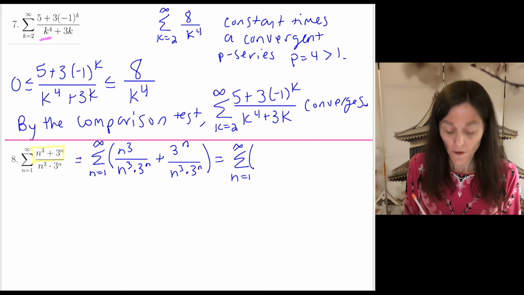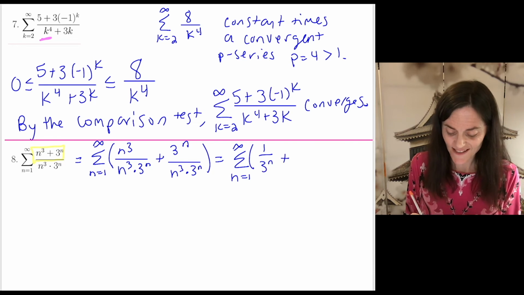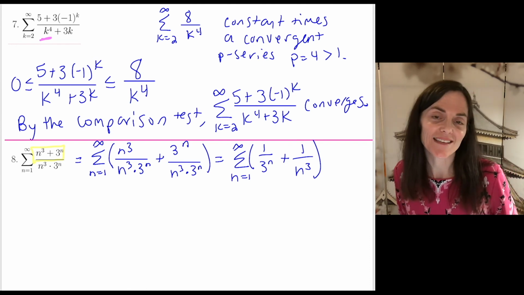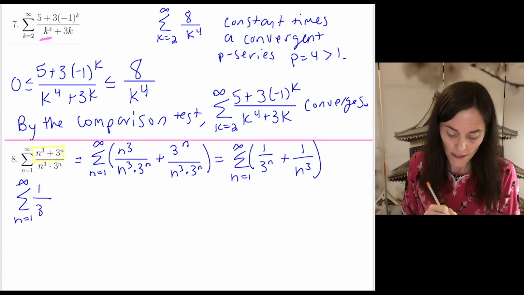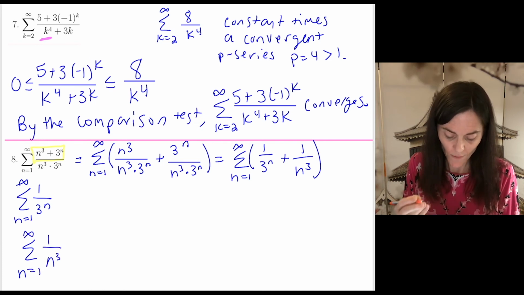We have 1 over 3 to the n, and then plus, we have 1 over n cubed. So let's come to the side and think about each one of these series separately. We have this one, n equals 1 to infinity of 1 over 3 to the n. And then we have this one, 1 to infinity of 1 over n cubed.